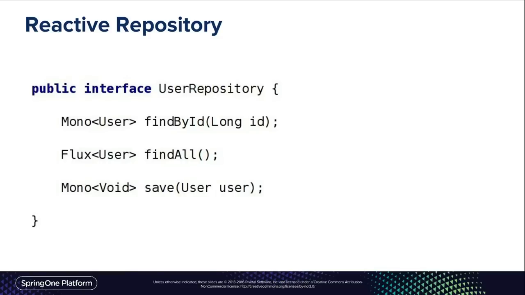So this is what the reactive repository would look like. We can now introduce the use of Mono and Flux for the return values, and that gives us something back that we can compose logic on, and something that also allows for backpressure to be communicated to components that are actually consuming this data as we create an entire pipeline.